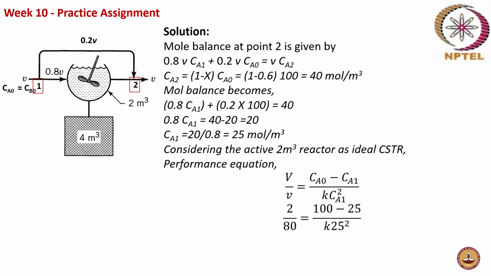So in this equation, we have the value of V, which is 2 meter cube, and the volumetric flow rate in this part is 80 meter cube per minute, and Ca0 is again 100 and Ca1 is 25, divided by K, we don't know the reaction rate constant, into Ca1 square, which is nothing but 25 square. Upon rearranging, you will get the value of K equal to 4.8 meter cube per mole minute. Since it is a second order reaction, the unit is meter cube per mole minute.